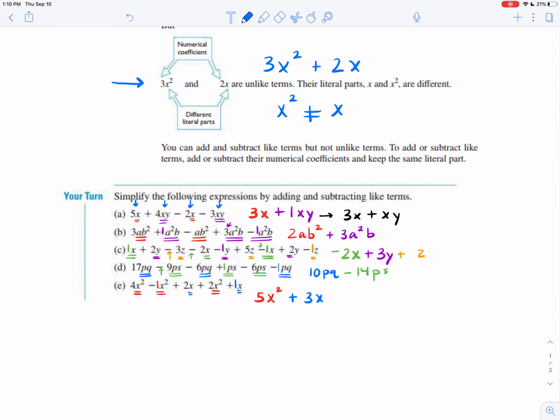All right, so that's the first thing you want to understand: what types of terms can you combine. And remember, that just means they have to have the exact same literal part, no change at all, right? No difference at all. And when that happens, I can combine them by adding or subtracting the numerical coefficients and keeping the literal part exactly the same.